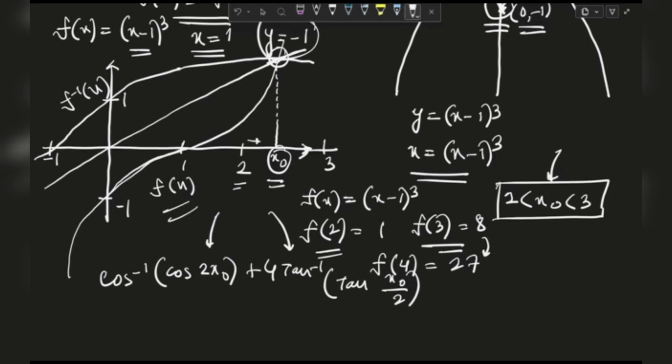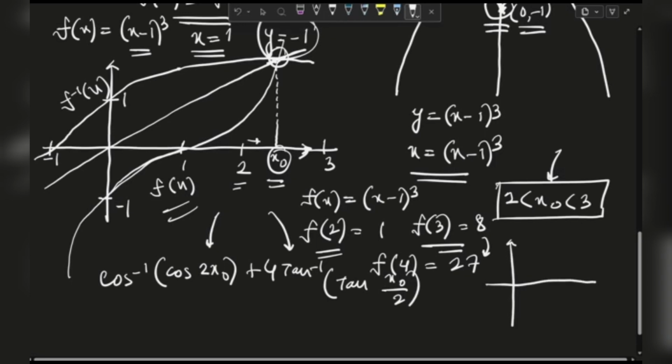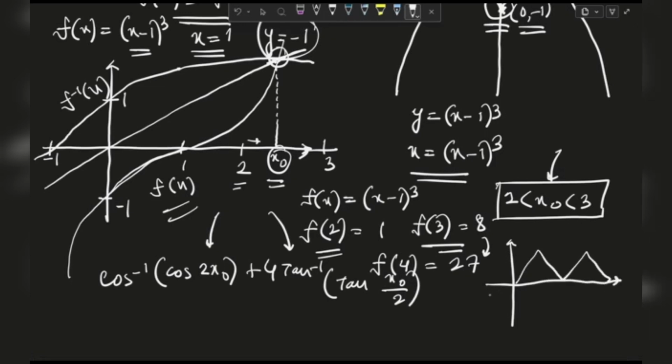Because there are many values from the graphs. If we try to draw the cos inverse cos x graph, it goes something like this. This is your 0, this is your pi, this is your 2 pi, this is your 3 pi. So to ascertain, we typically have to know this. From the graph, I'm not going to go into much explanation because this is pretty easy. This thing actually becomes your 2 pi minus 2x naught.